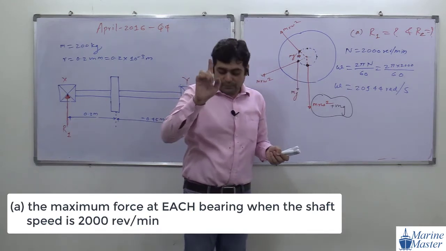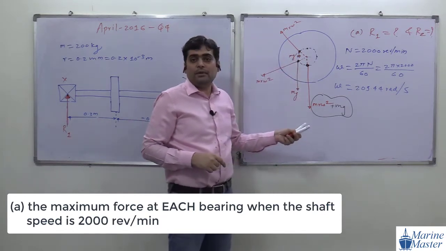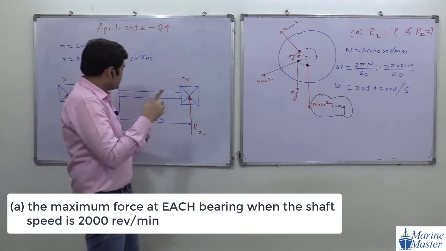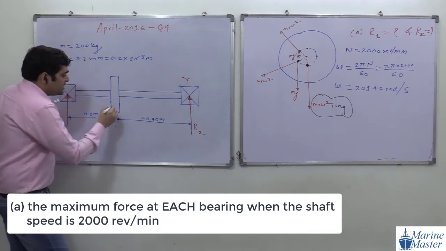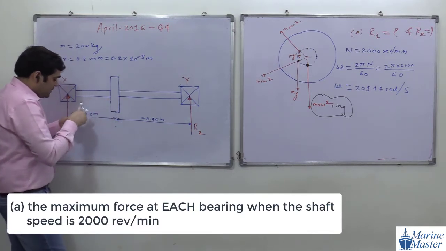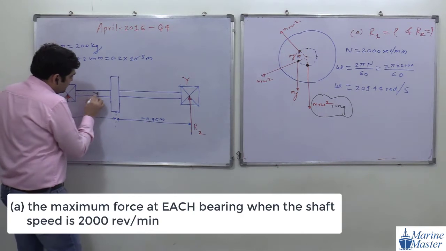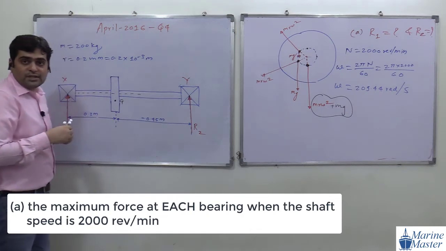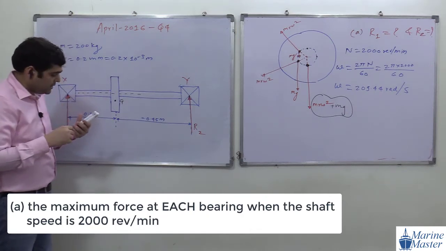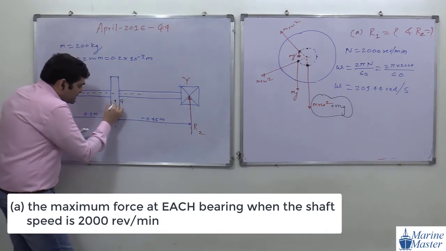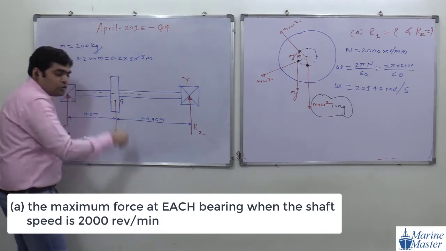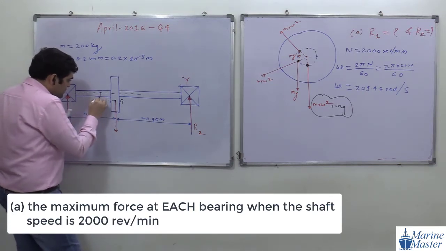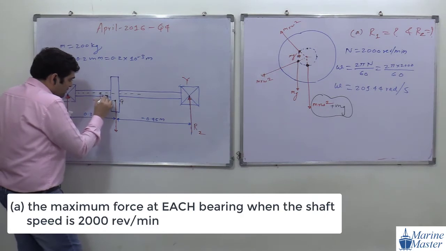When this effect is maximum, some force will be generated at the bearings. Suppose G is shifted from the center line. G stands for center of gravity. So the overall force is F. At the bottommost point, what is this distance? This distance is 0.2 mm.